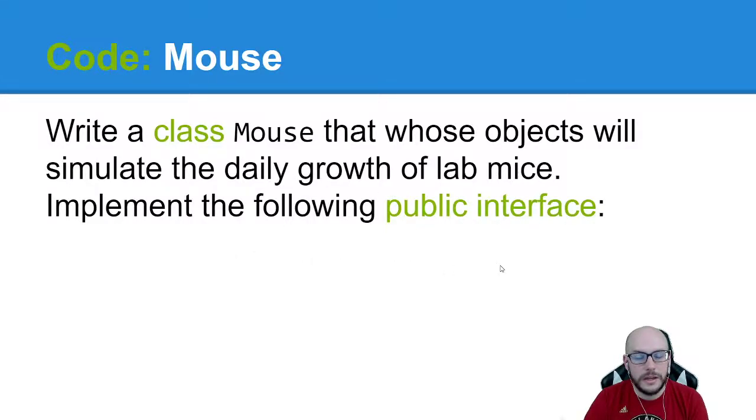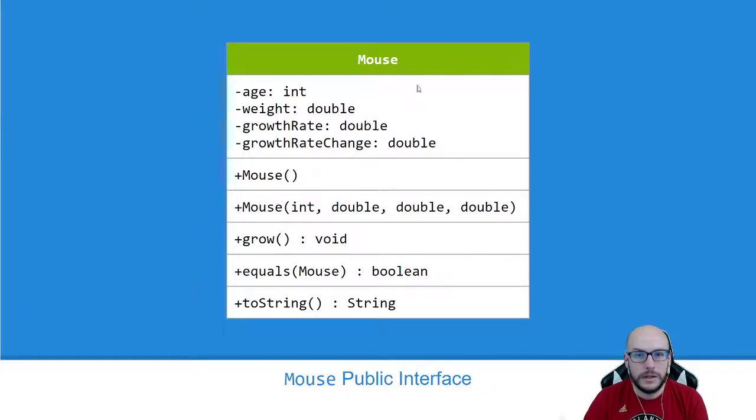Implement the following public interface. Okay, here is our public interface. Although I see these things, they look a little bit different. I don't see these parentheses. I also see these plus signs, these minus signs. What's going on here? Well, let's tackle this stuff down here because we've seen this before.